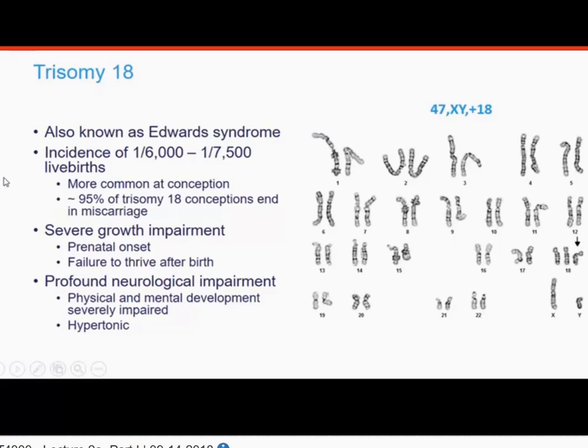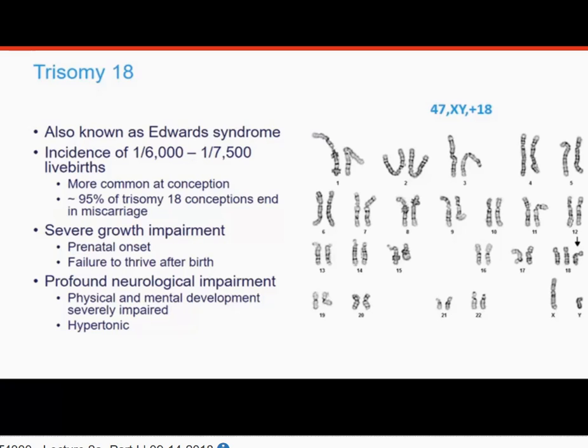The estimates are with Down syndrome conceptions, maybe 25 to 30% of them will be lost prenatally through miscarriage. The estimate is 95% for trisomy 18. They are very severely growth retarded. There's prenatal onset of that, and failure to thrive after birth. They're profoundly neurologically impaired, so physical and mental development are severely impaired.